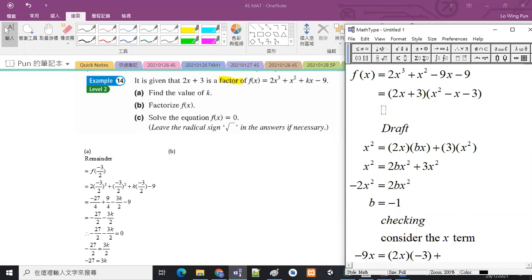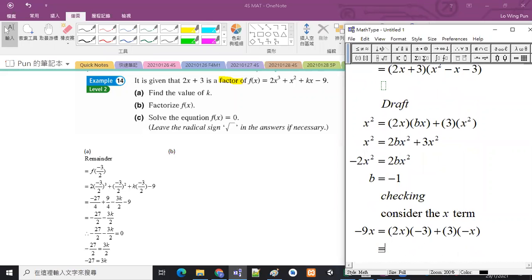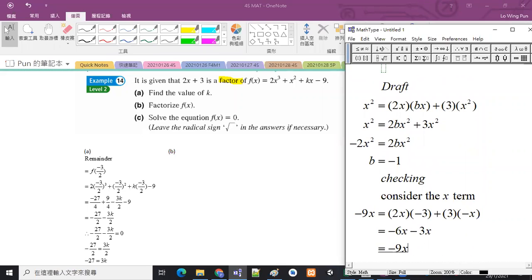Plus the second combination, if I choose +3 from the front, then do you know which term I should choose from the back? Should be -x, right? And then we just see whether the right-hand side really gets a -9x. It's -6x minus 3x. That is -9x. Left-hand side is equal to right-hand side. So they match. Which means that our bx should be correct.